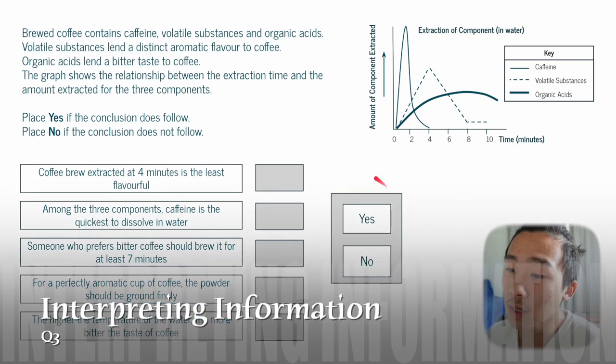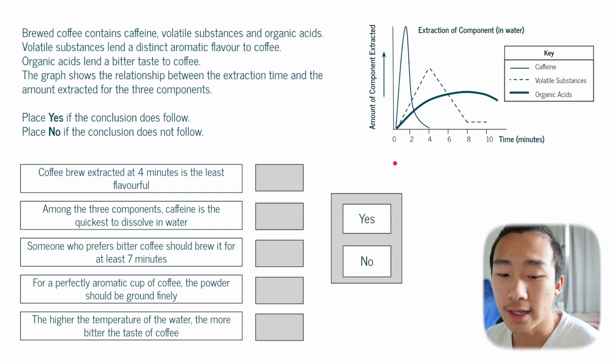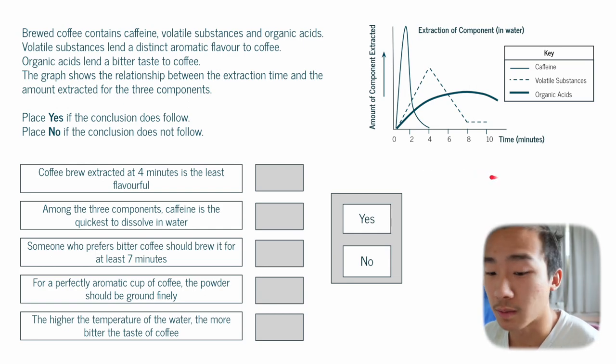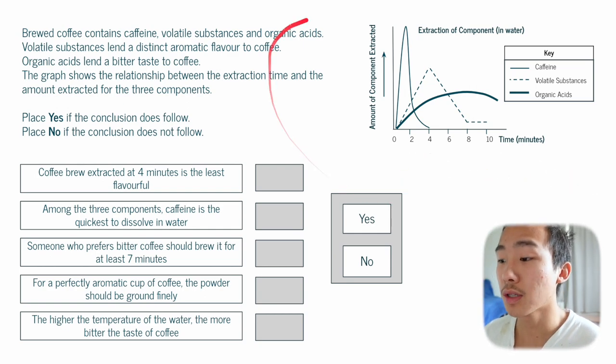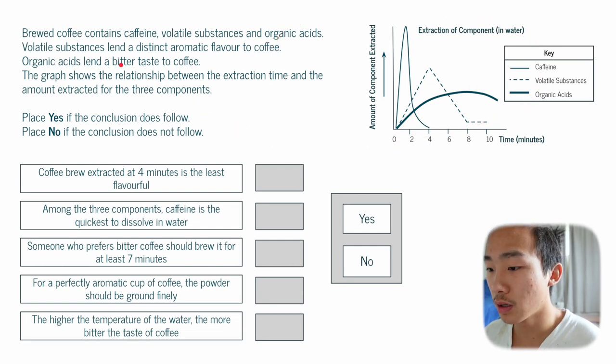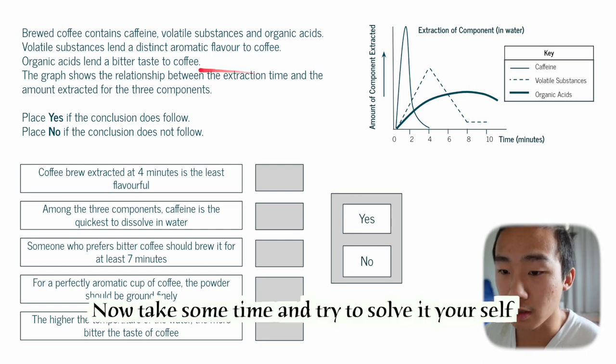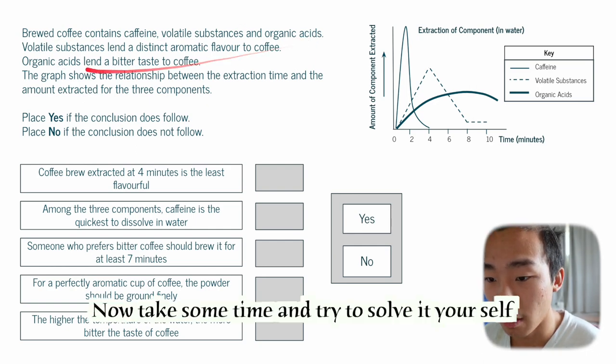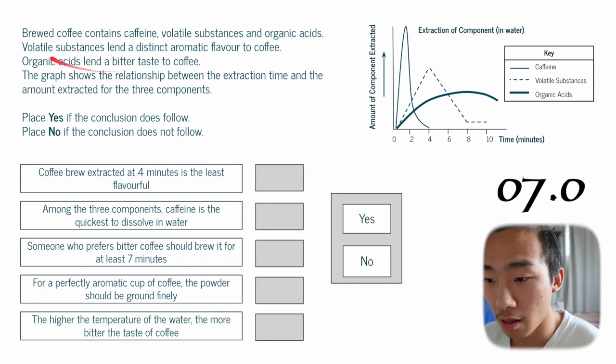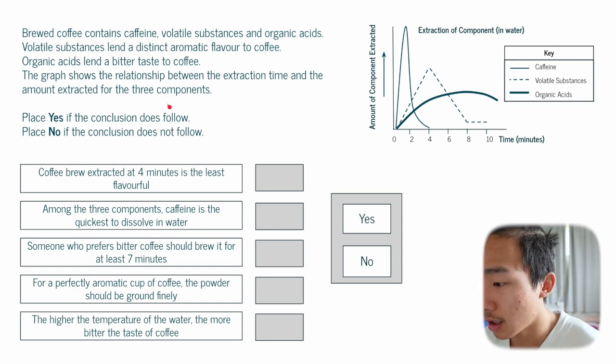Over here, this type of question tests your ability to interpret the information and draw conclusions. There's always some sort of graph or chart, and it's relatively easy and straightforward. So if we look over here, we have caffeine, volatile substance, organic acid, and always remember to go through the statements on top because they're usually quite important.